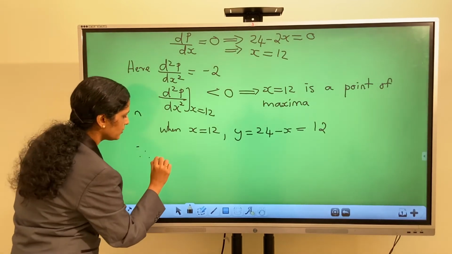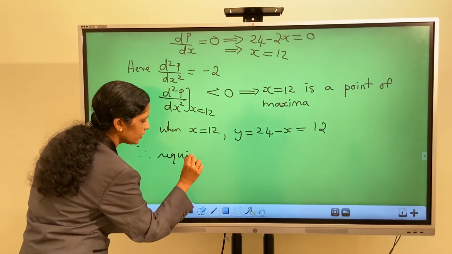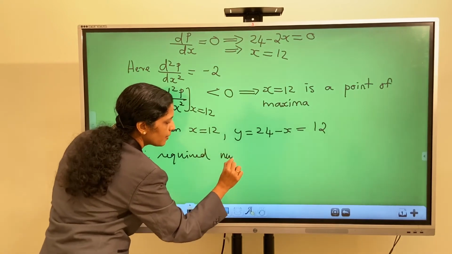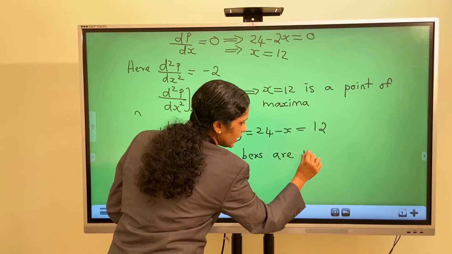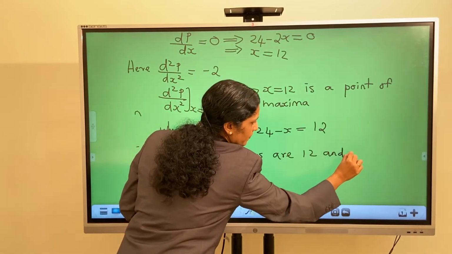Therefore, the required numbers are 12 and 12.